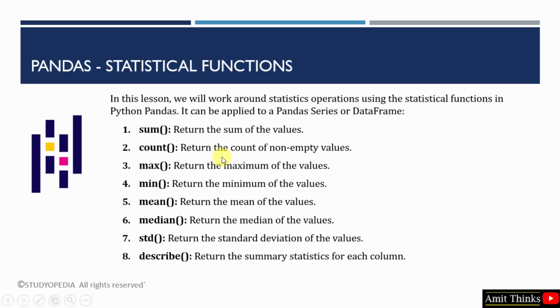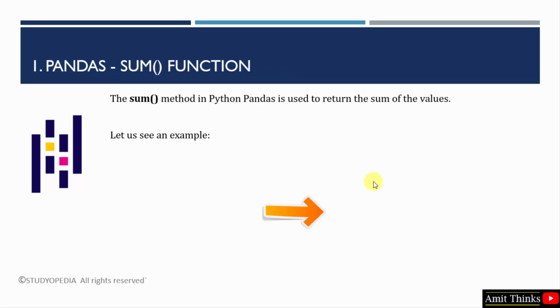For example, if you want the sum of the values, use the sum. If you want the count, use the count method. Max and min are for getting the maximum and minimum values respectively. To get the mean, use the mean method. For the median of the values, you can use the median method. STD is for standard deviation, and describe is to return the summary statistics for each column. We will work around these statistical functions one by one.